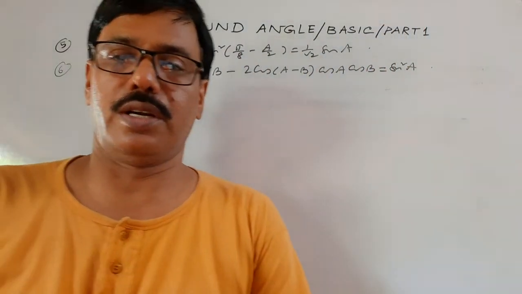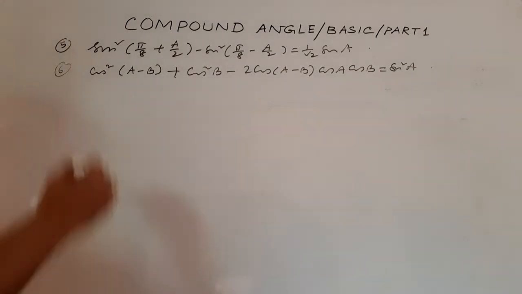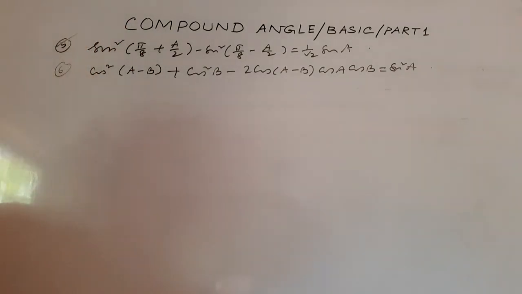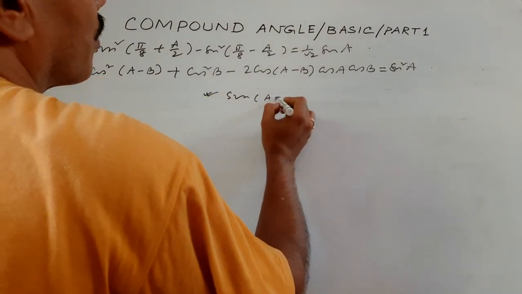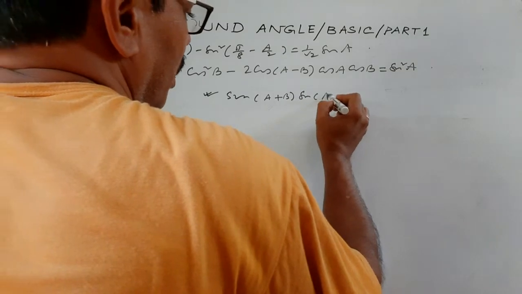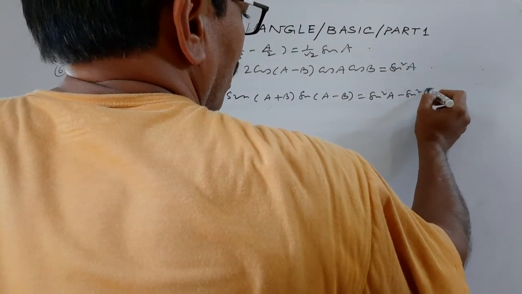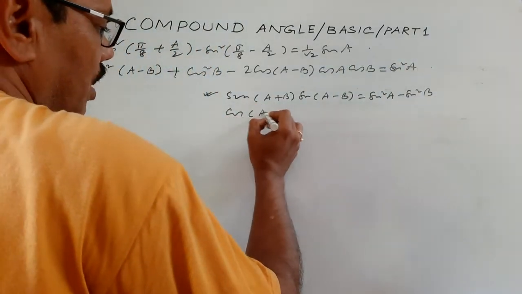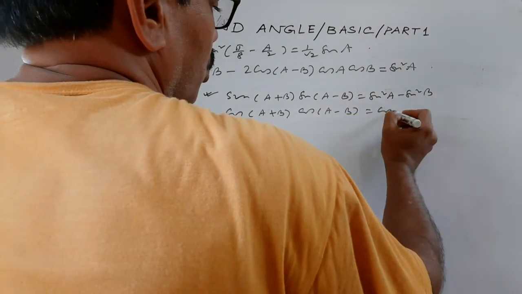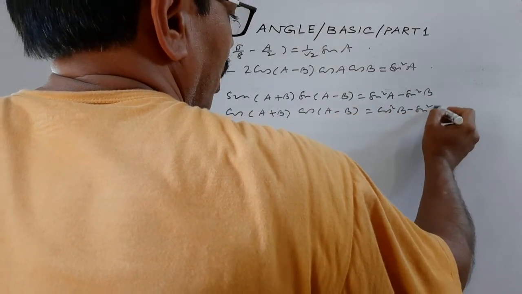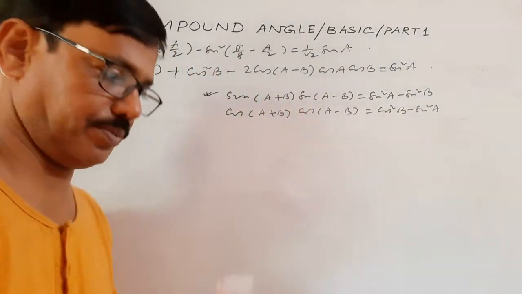Now we consider two more problems of the same type. So problem number 5. So working tool: sin(A plus B) into sin(A minus B) equals sin square A minus sin square B, and cos(A plus B) cos(A minus B) equals cos square B minus sin square A. So these are our working tools.